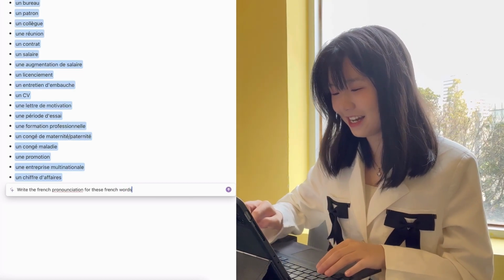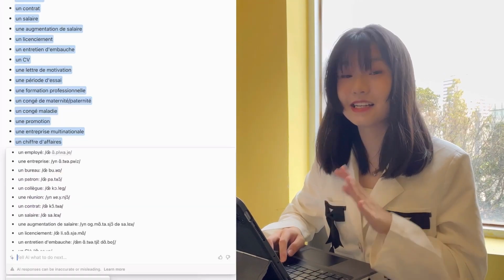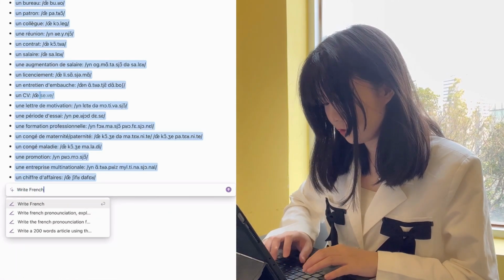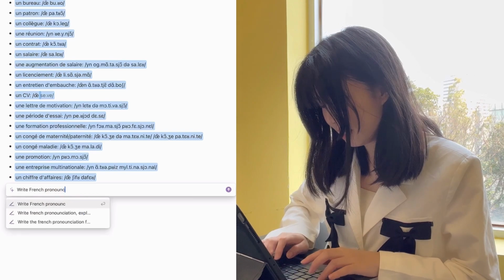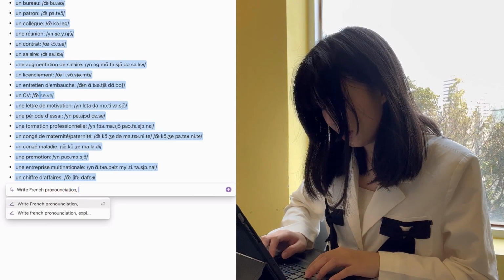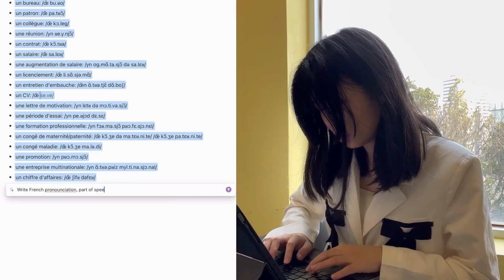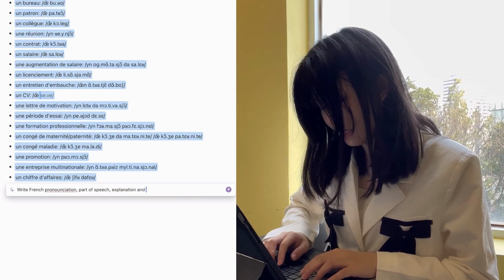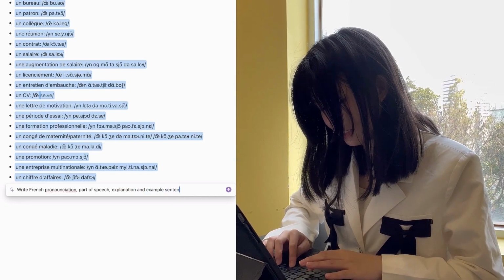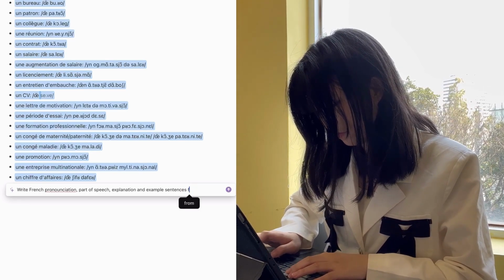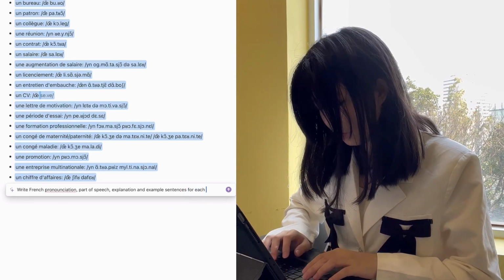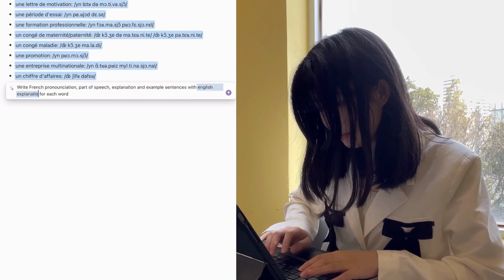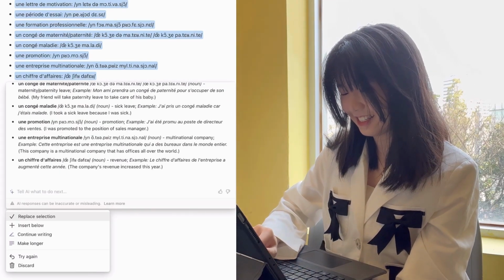Let me ask Notion AI to find the pronunciation and example sentences for this vocabulary. Write French pronunciation, part of speech, explanation, and example sentences for each word with English explanation. Great, it looks really good.